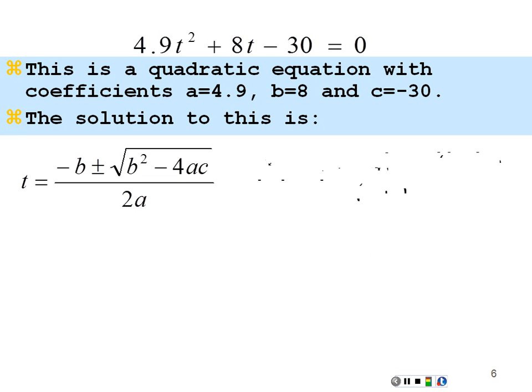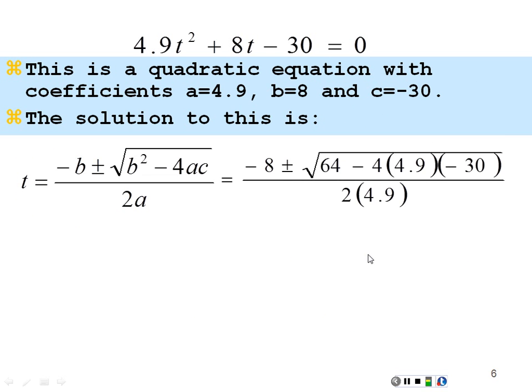Let's put in our values. B is 8, so we're going to have a negative B, negative 8, plus or minus the square root of B squared, 64, minus 4 times A, which was 4.9. C is a negative 30, so under the radical I'm going to have a negative, which will be plus, over 2 times 4.9. So this is a negative 8 plus or minus, and the square root of all that stuff is going to be 25.53. I'm going to get two answers here.